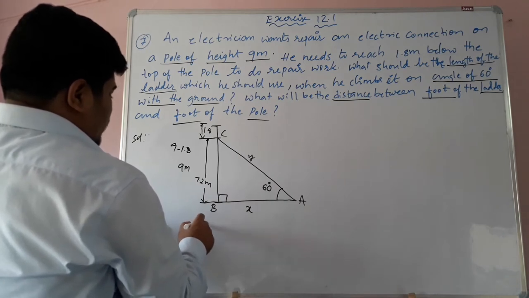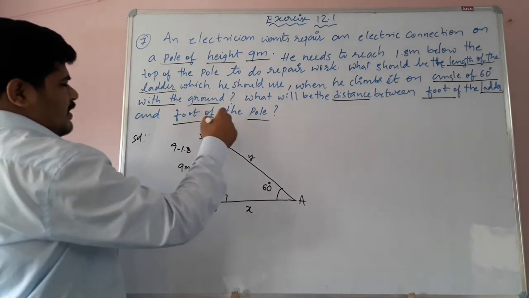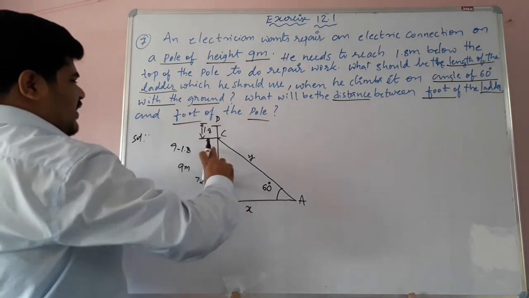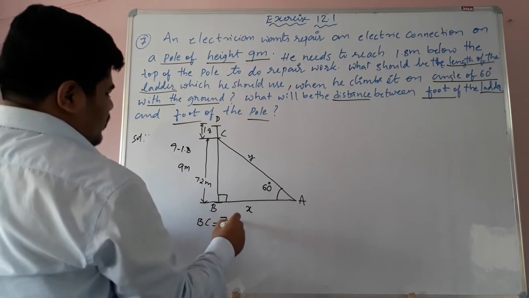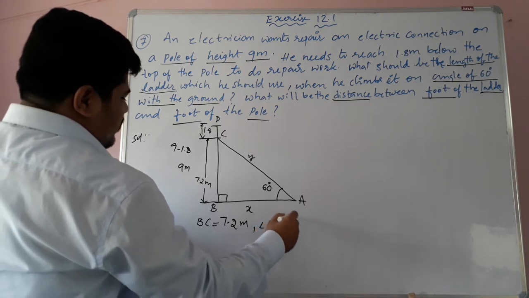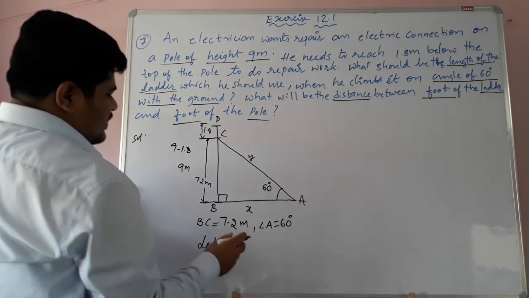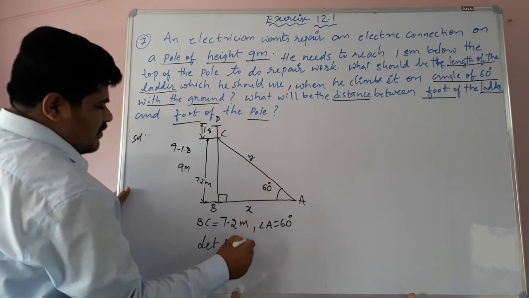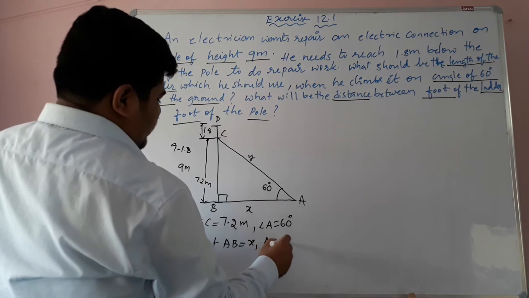So students, what is the given data in the problem? BC, so he is reaching to the C part, so the total length of the pole is BD, that is 9, but here we need to take the BC part only. So BC is equal to 7.2 meters. Now angle A is equal to 60 degrees. AB is nothing but the distance between the foot of the pole and the foot of the ladder. So let AB be equal to x, and the length of the ladder AC is equal to y.